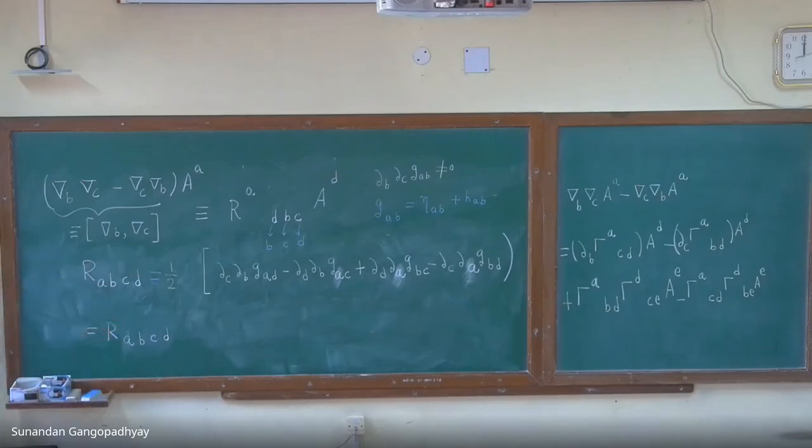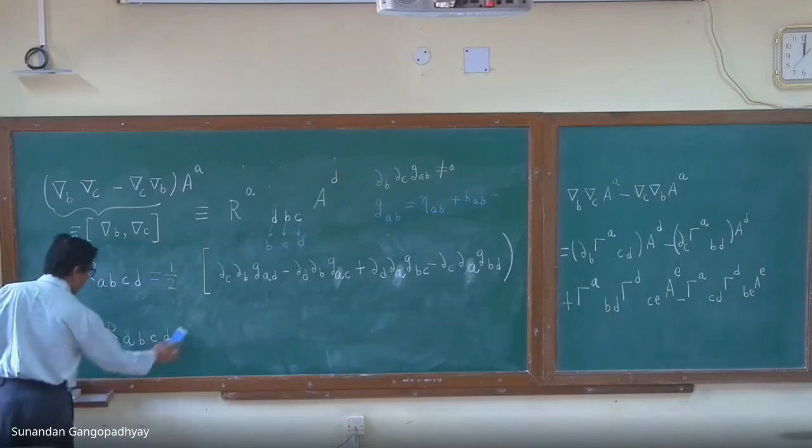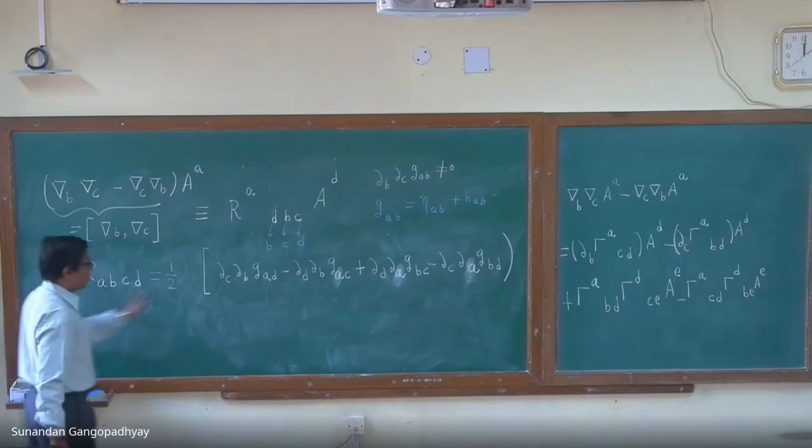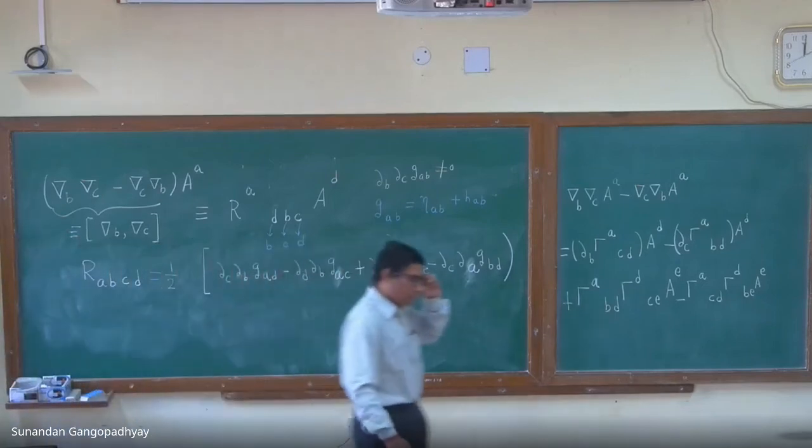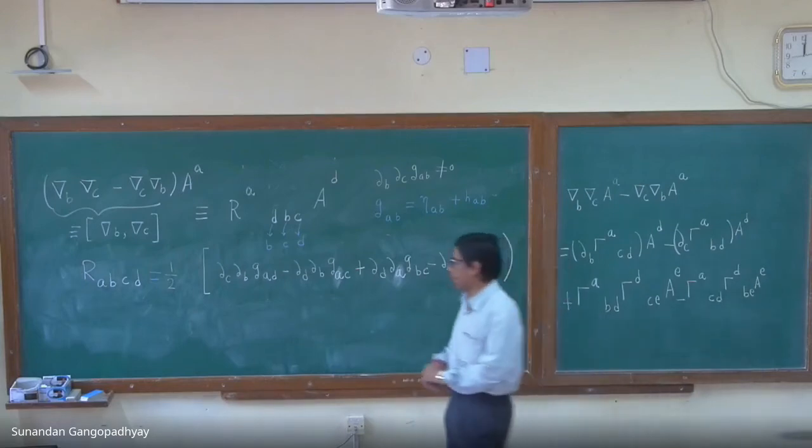Please check whether this is correct or not. Del C del B G A D minus del D del B G A C is also fine. Minus del C del A G B D plus del D del A G B C. So this is my final expression for R A B C.